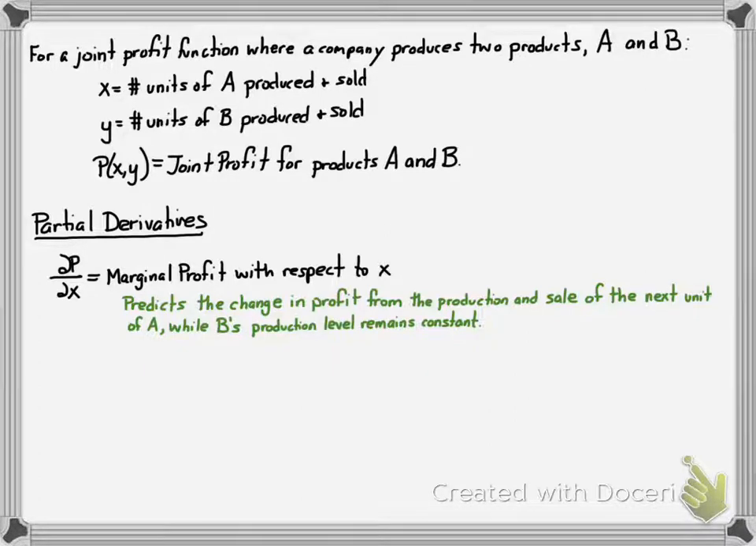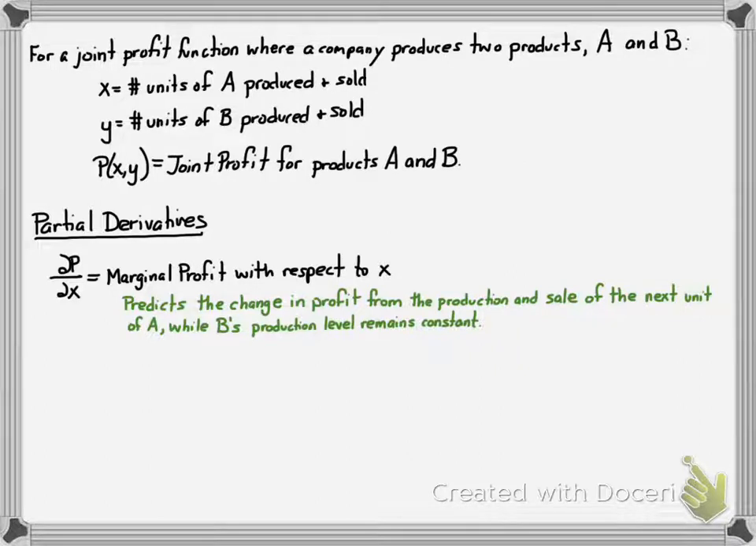So take a look at that sentence again. The marginal profit with respect to x predicts the change in profit from the production and sale of the next unit of product A, while product B's production level remains constant. So when we're talking about a partial derivative with respect to x, the math behind it says treat x as the variable and treat y as a constant or as a number.